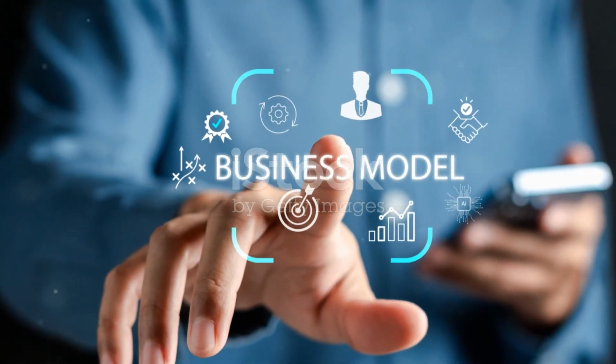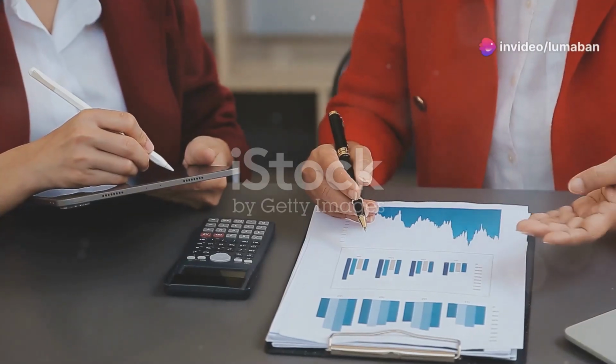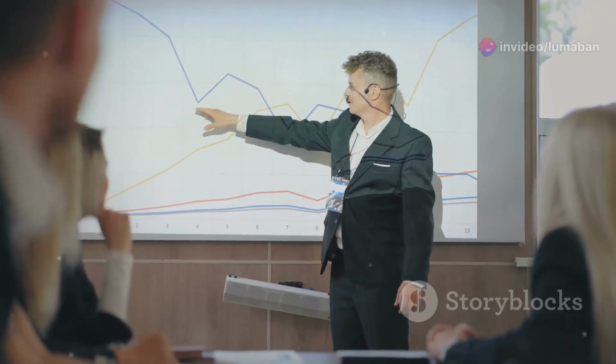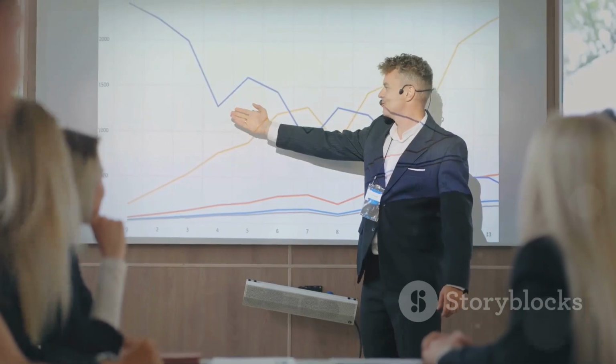Section 6. Generating revenue streams. How do you make money? This is where you define your revenue streams. This is how you generate income from your customers. It's important to have a clear understanding of how you make money.